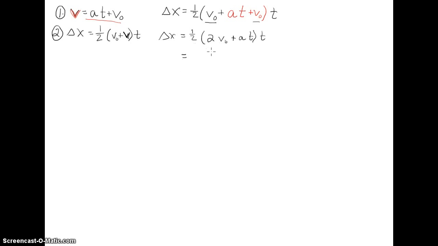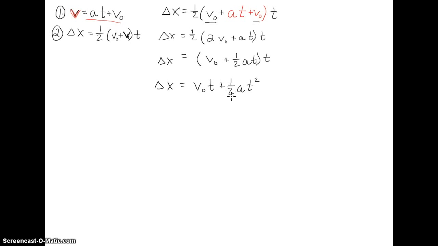The order that we do this doesn't really matter, but I'm doing it step by step so you can see. So 1/2 times 2 v naught is just v naught. 1/2 times at is just 1/2 at. And we still have this t on the outside, and this whole thing is still equal to delta x. The next thing we're going to do is distribute that t through, so multiply t by each of these terms on the inside. We're going to have v naught times t plus 1/2 at squared. And now this is starting to look like a quadratic.